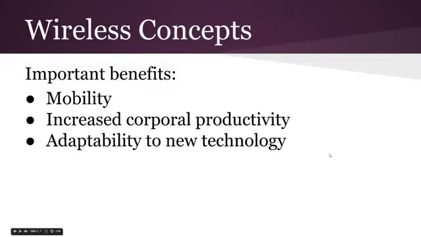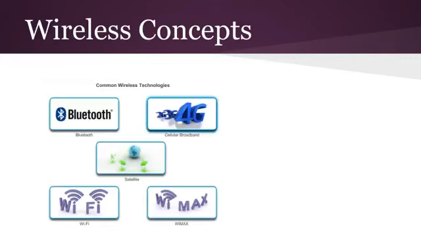After that, we have wireless concepts, and it's important to know that there are some serious benefits to using a wireless type of infrastructure over a physical one. Some benefits include mobility, increased productivity, and adaptability to new technology. Some common wireless technologies that I think we're all familiar with are Bluetooth, cellular broadband, satellite, Wi-Fi, and the newer WiMAX.